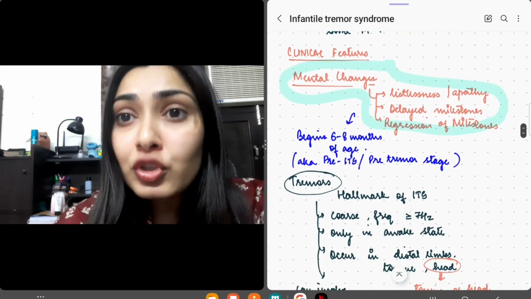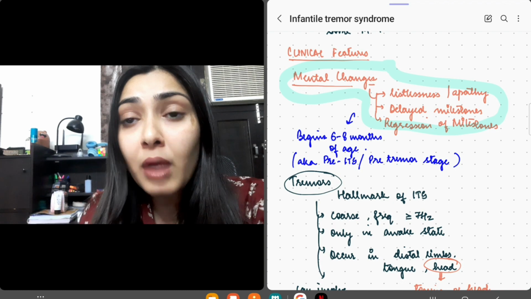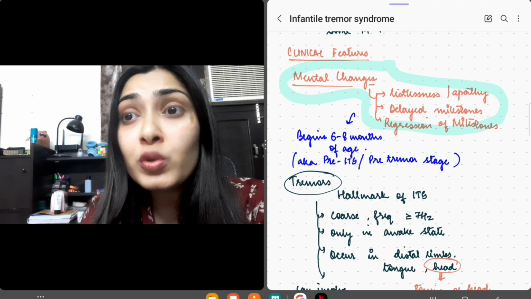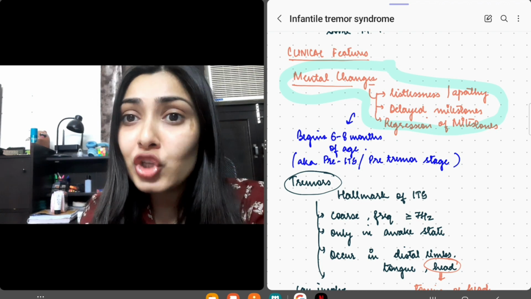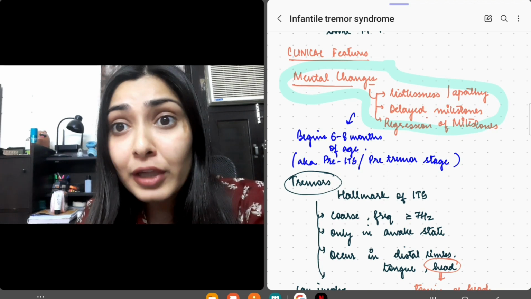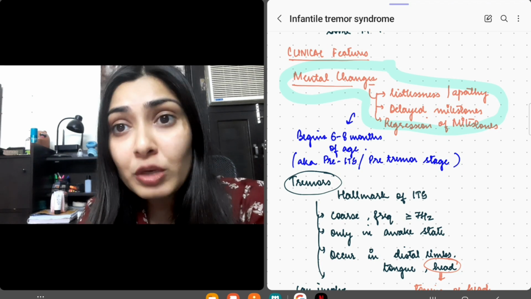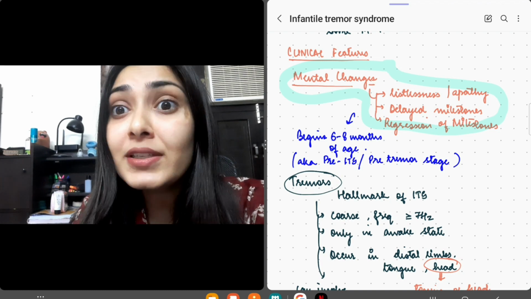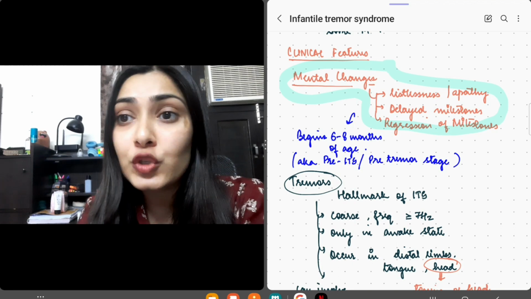Now, coming on to the clinical features, you must have seen it in your pediatric wards. A lot of malnourished patients come with these tremors and apathy, listlessness. So the most important clinical feature in infantile tremor syndrome is the mental changes that include listlessness or apathy. You will see an apathetic child with delayed milestones or regression of milestones, and it begins at 6 to 8 months of age. This stage, where only mental changes are seen and tremors are not seen, is also known as the pre-tremor stage or pre-ITS stage, right?